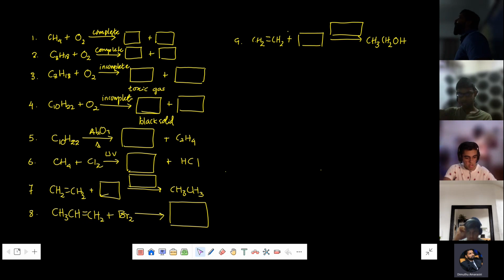Bitumen. Black carbon. Black wood. Carbon.